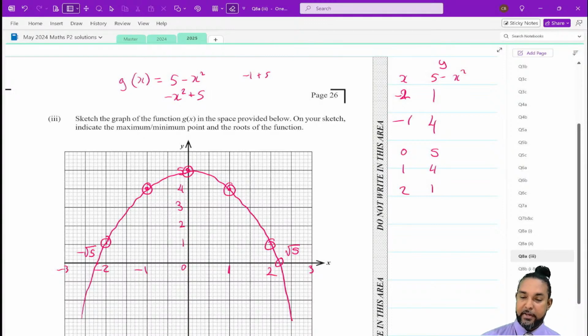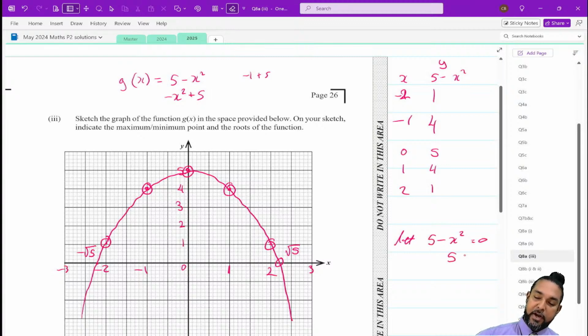And then the roots are where it cuts the x-axis. And on the x-axis, y is 0. So you'd have to let 5 minus x squared equal to 0 and then solve for x. So when you carry across minus x squared, it becomes plus x squared. And to undo a square, you have to find the square root on both sides. So you have root 5, which if you plug it into a calculator, gives you about 2.2.